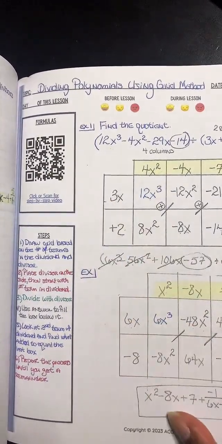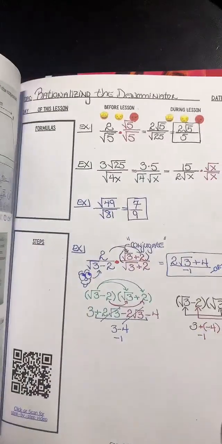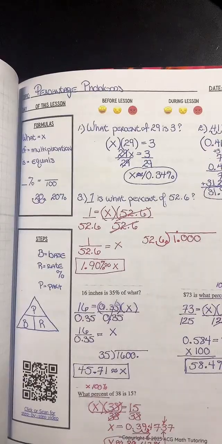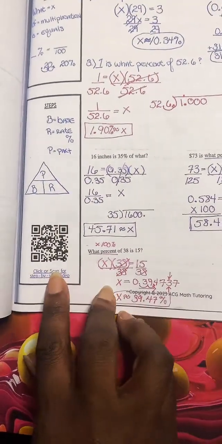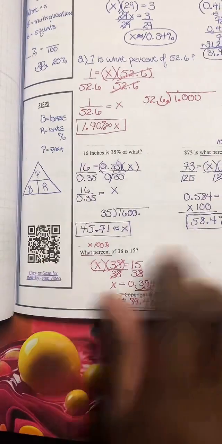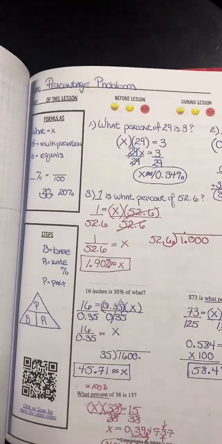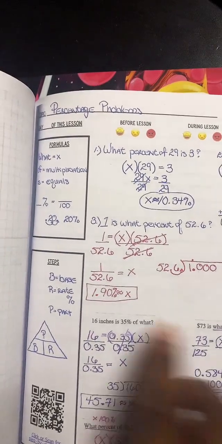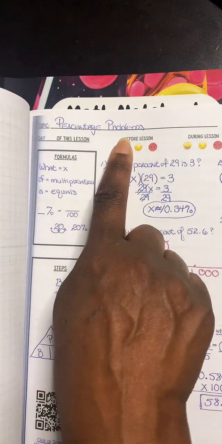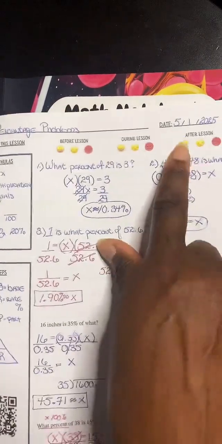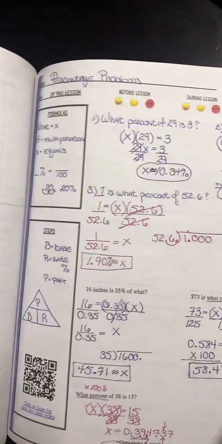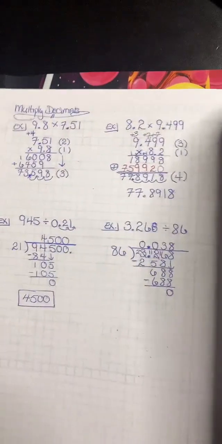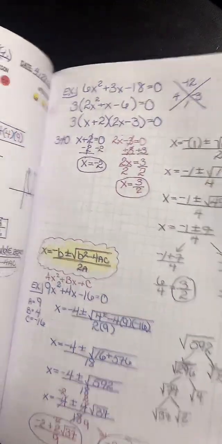So here we have dividing polynomials using the grid method. Then we have rationalizing the denominator. Then we have percentage problems. But the one thing that you're noticing, there's also a QR code. This QR code will take you directly to the live recording, just like what we do here, but it's on my YT channel. All you have to do is scan it, and it'll take you straight to, in this case, percentage problems. This is from May 1st. You will just use this to follow along, and you can use it for remediation. It's almost like having a tutor at a cheaper rate.